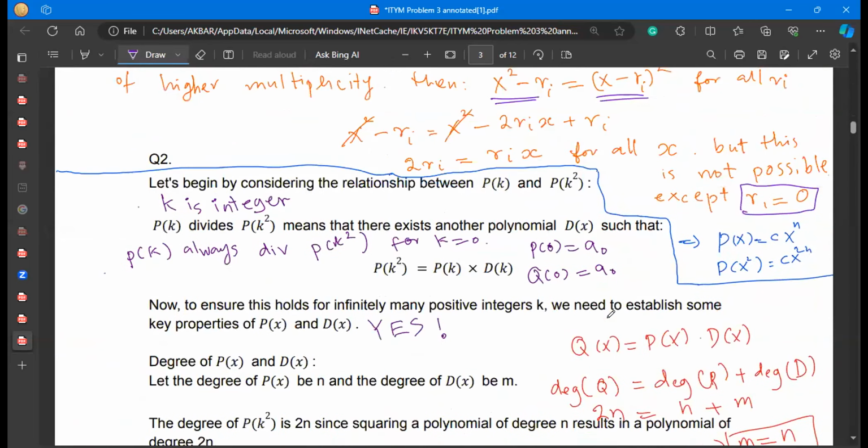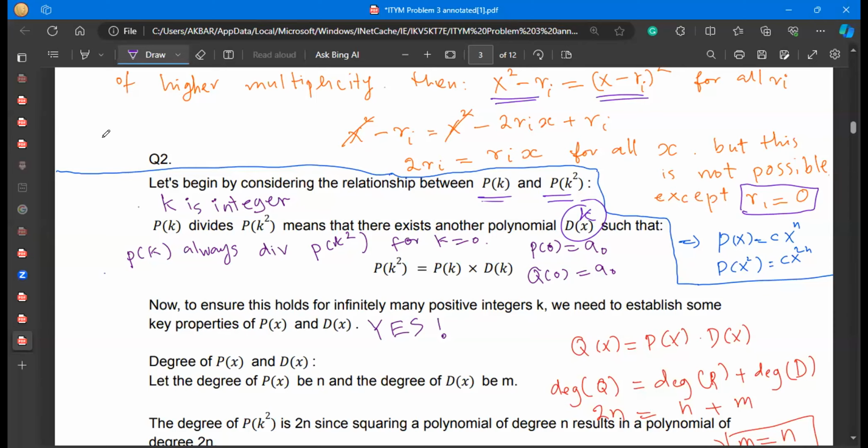You see here k is an integer, so this thing happens for... Let's begin by considering the relationship between p(k) and p(k squared). p(k) to p(k squared) means there exists a polynomial d(x)... if you can think of d(x), because this is no more a polynomial. This is what we call evaluation of a polynomial. Don't worry about these big cumbersome words.